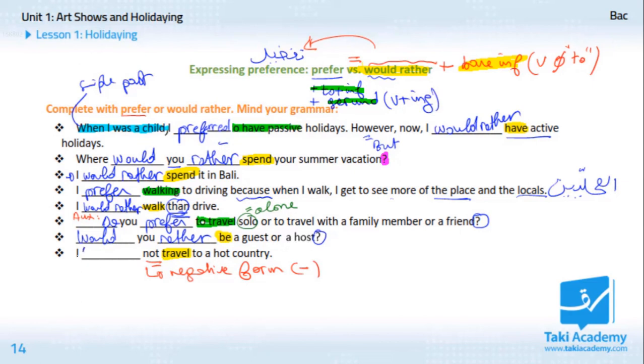And the abbreviation of would is apostrophe D. So I'd rather not travel to a hot country. Okay? Good. So the apostrophe D stands for would. Remember this. Okay? Wonderful.